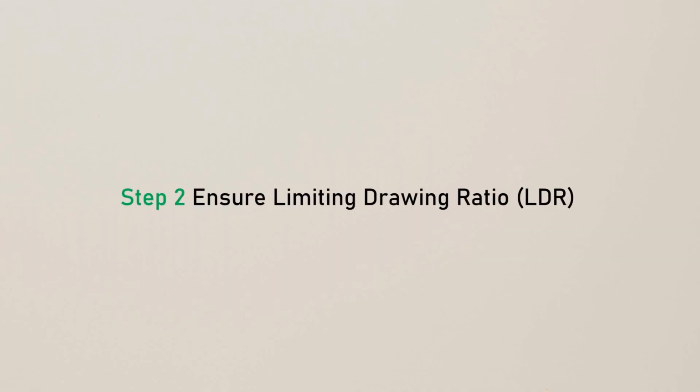Now, before calculating any parameters, let's first determine if we can achieve this shape in a single stage of drawing, or whether we need multiple stages of drawing. Why? Because sheet metal has a limit of drawing. If we try to draw more than the material can handle, the sheet metal will crack. And this limit is represented by the limiting drawing ratio, LDR.